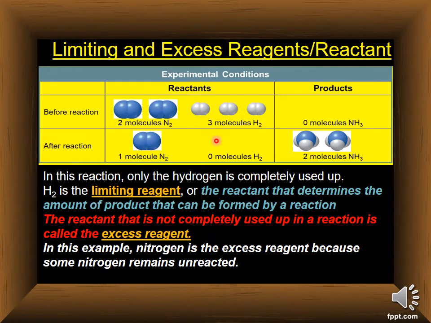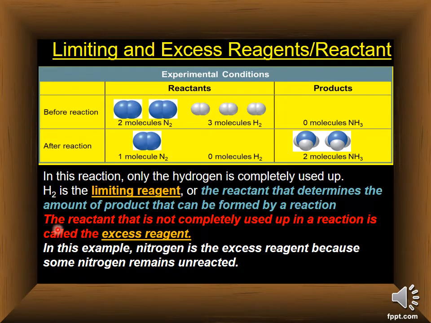Now let's explain the same reaction like this. In this reaction only the hydrogen is completely used up, as you can see here. That's why it's called the limiting reagent, the reactant that determines the amount of product that can be formed by the reaction. The amount of product depends on this, because it is used up. Remember, the product always depends on the limiting reactant. If the limiting reactant finishes, the product formation stops.